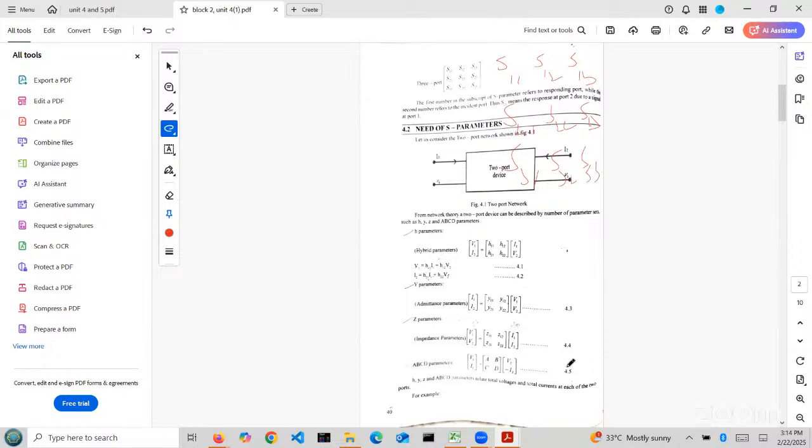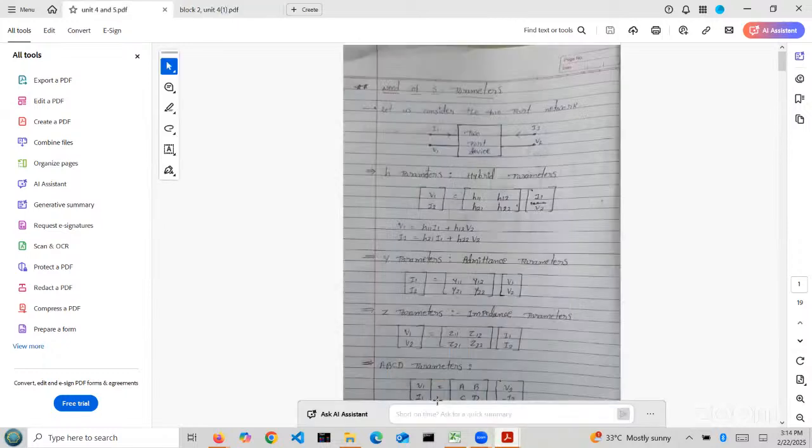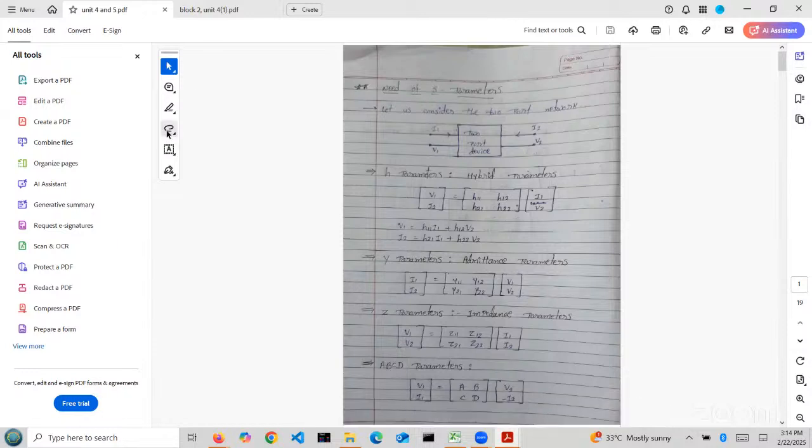Here, what is the need of S parameters? For this, I am considering one 2-port device. To this 2-port device, the current parameter across the input is I1 and the current parameter across the output is I2. Similarly, the voltage parameter across the input I am choosing as V1 and the voltage parameter across the output is V2. So the two-port device is S11, S12, S21, S22.